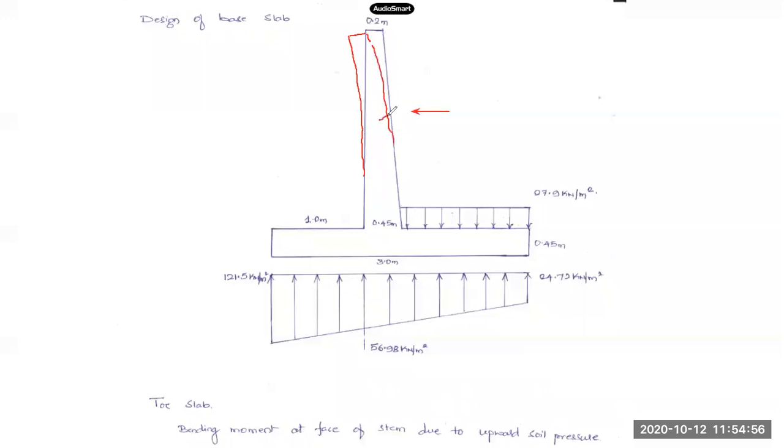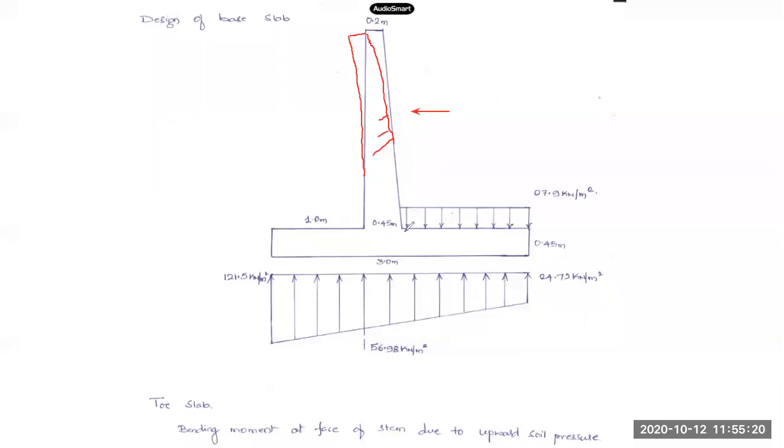So tension will arise on the face which is on the backfill side of the retaining wall. That will be experiencing the tension, whereas the front face will be under compression. So we require the main reinforcement to be provided on the back side, on the backfill face of the stem. So this is the bending nature of the stem.